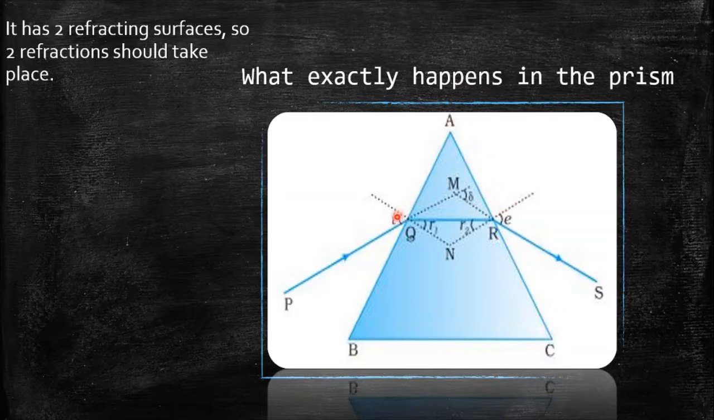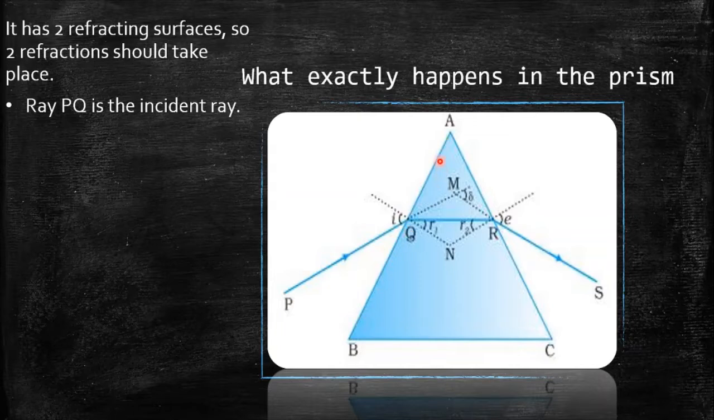So obviously, if my light is trying to get through this prism, it encounters two different refracting surfaces, right? So there are going to be two refractions taking place, correct? One at the refracting surface AB and the other at the refracting surface AC. Now let us see the specifications. Obviously ray PQ is going to be the incident ray, correct?